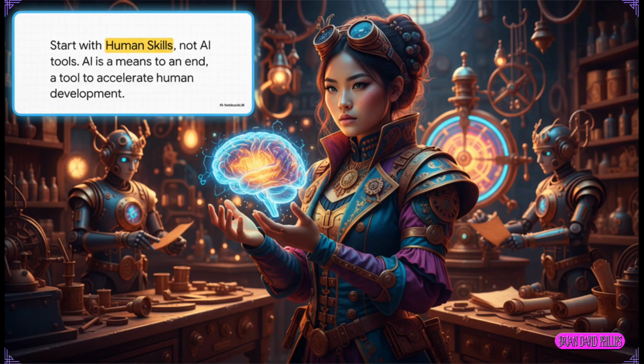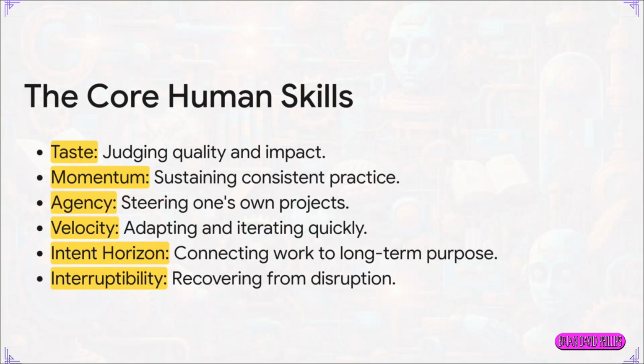When you start from that place, the answer isn't about prompt engineering. It's about durable, deeply human skills. And this is such a critical shift in thinking. AI just becomes a tool, a means to accelerate human development, not the end goal itself. The point isn't to get good at using AI. The point is to use AI to get better at being human, at thinking critically, making tough judgments, and developing a unique voice.